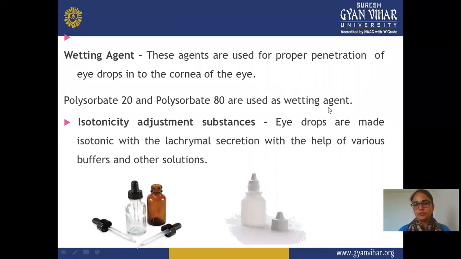In isotonic adjustment, eye drops are made up of some excipients or ingredients which maintain the isoosmosity or tonicity of your formulation according to the osmotic pressure of your eye. We are using different buffers, sodium chloride or any other excipient which maintain the tonicity according to your eye. You should prepare a formulation which has an isotonicity similar to your eye.